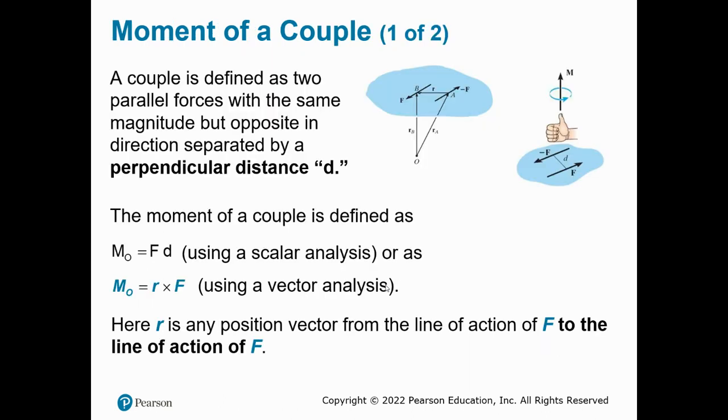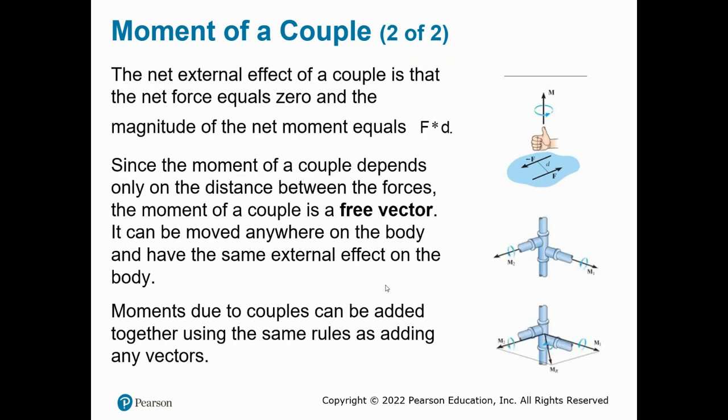Starting with the definition, a couple is defined as two parallel forces with the same magnitude but opposite in direction, separated by a perpendicular distance d. The moment of a couple is defined, using scalar analysis, as M equals F times d. Or using vector analysis, we have the moment M equals r cross F, r being the position vector, F being the force vector.